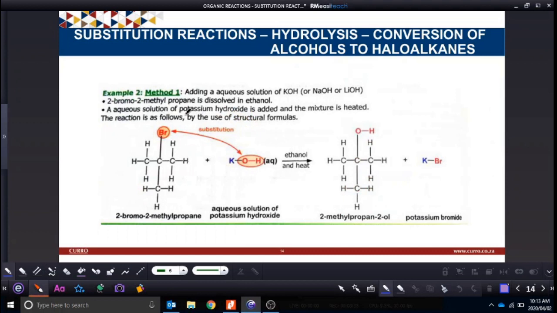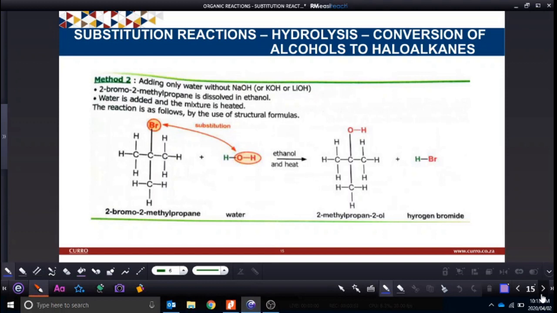We look at example number 2, adding KOH. Again, this is diluted. You can see we swap the OH and the Br. We get our halogen bromide, and we get our alcohol. We use method 2. We use water instead of our base, and then we have Br and water. The OH and the Br will substitute to form our 2-methylpropanol and our hydrogen bromide.